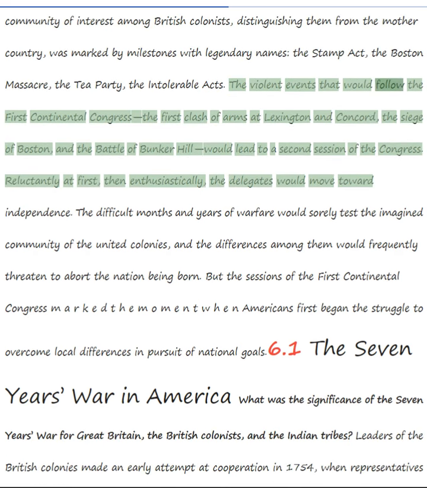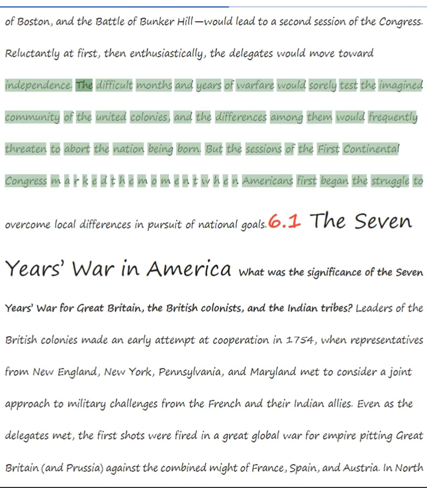The violent events that would follow the First Continental Congress, the first clash of arms at Lexington and Concord, the Siege of Boston, and the Battle of Bunker Hill, would lead to a second session of the Congress. Reluctantly at first, then enthusiastically, the delegates would move toward independence. The difficult months and years of warfare would sorely test the imagined community of the United Colonies, and the differences among them would frequently threaten to abort the nation being born.